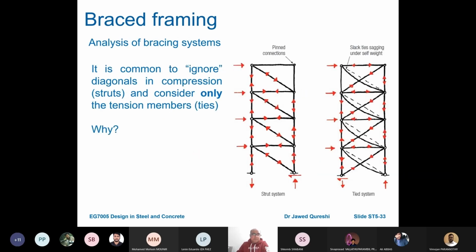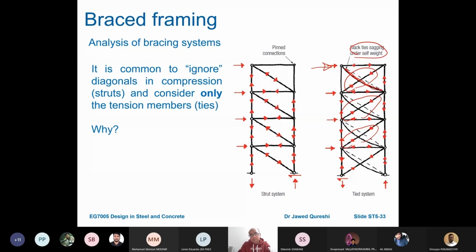In the analysis of a bracing system, it is common to ignore the diagonals in compression, or struts, and consider only tension ties. Now, why is that? The reason is that if wind blows in one direction, then only one side is effective. If wind is blowing in this direction, you can see that these are tension members. But if wind blows in the other direction, the slack ties are sagging under self weight. Now you can see that other members are in compression, and we ignore the compression resistance.